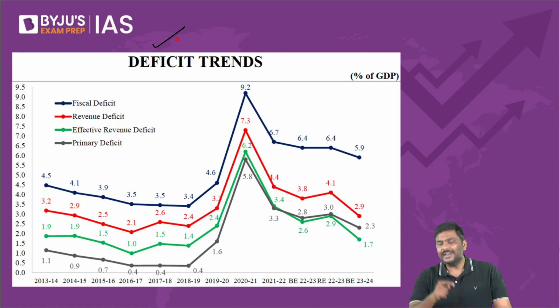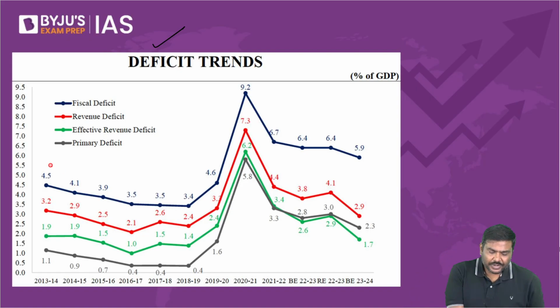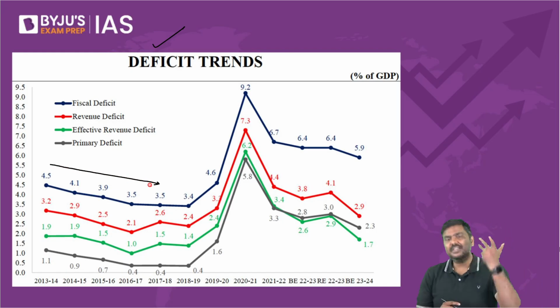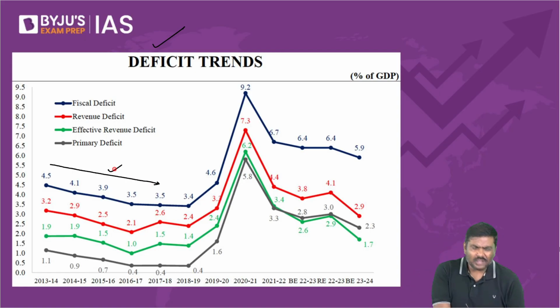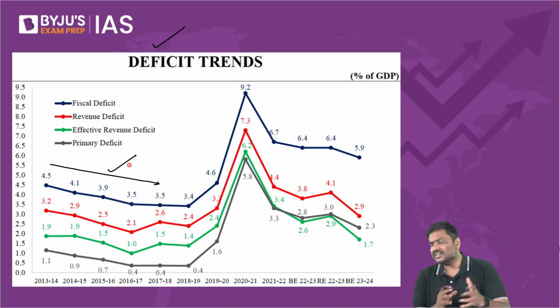What has been the trend? Please have a look at it. Basically, the trend is that the Government of India wanted to reduce these deficits, and it should make perfect sense to you. The Government of India has a target of reducing all these deficits. They should reduce these deficits.